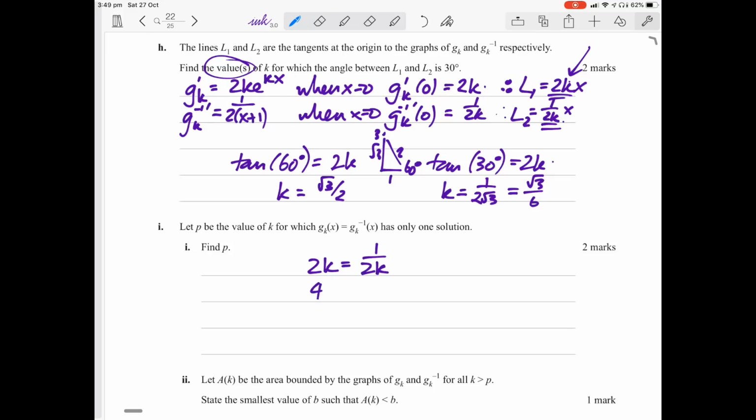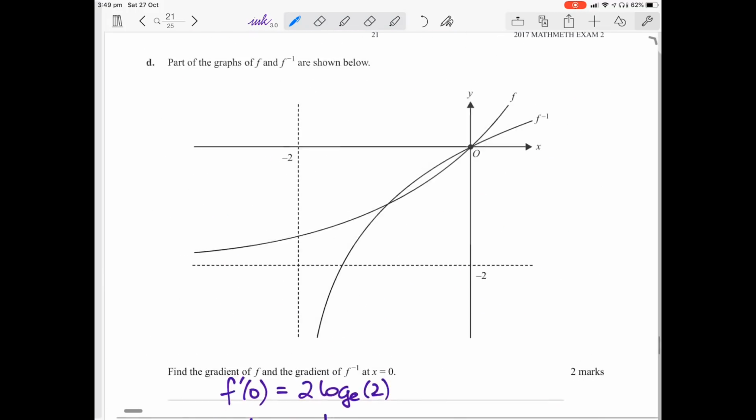So 4k squared has to equal 1. So k squared has to equal 1/4. So k equals plus or minus 1/2. What do we know about P?